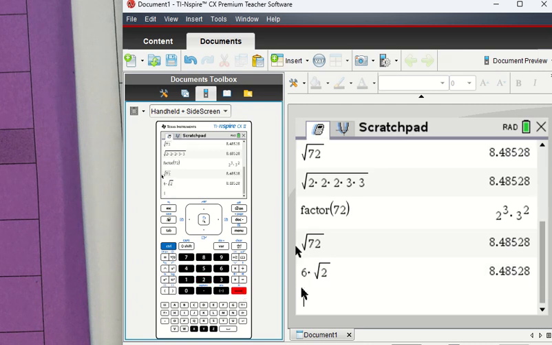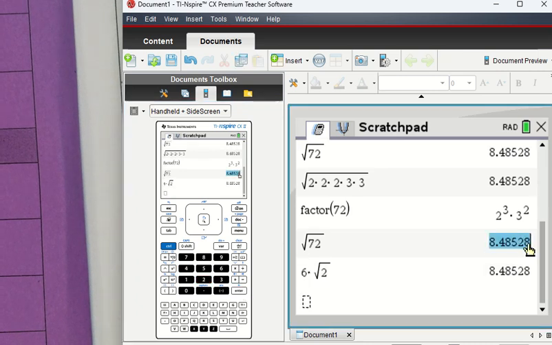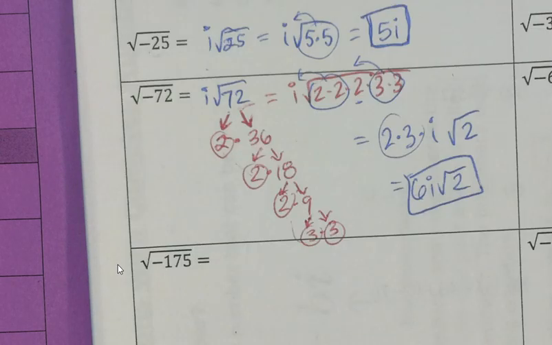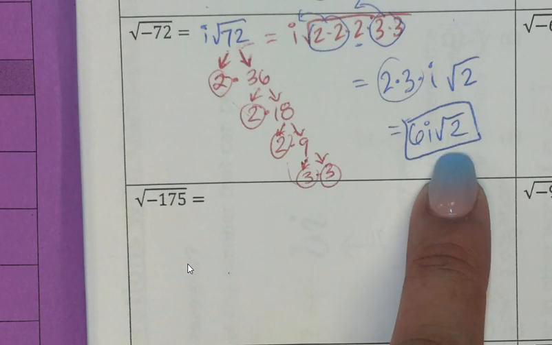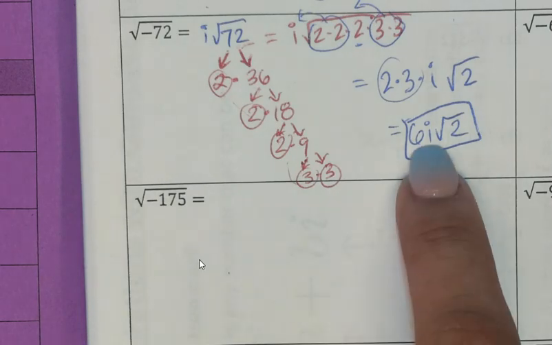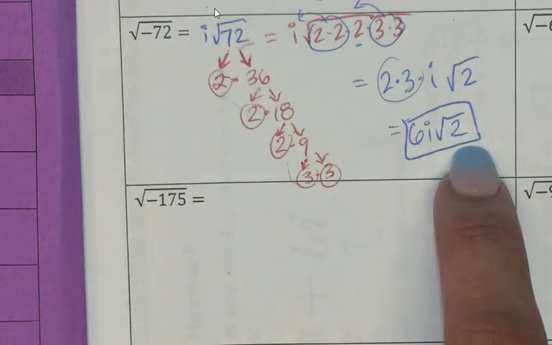And notice that the decimal that we get for square root of 72 is the same decimal we get for 6 square root of 2, which implies that this is the same as that. So therefore our answer is 6i square root of 2. And the i is just saying that it used to have a negative on the inside.